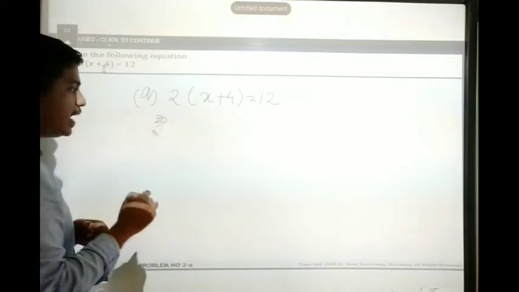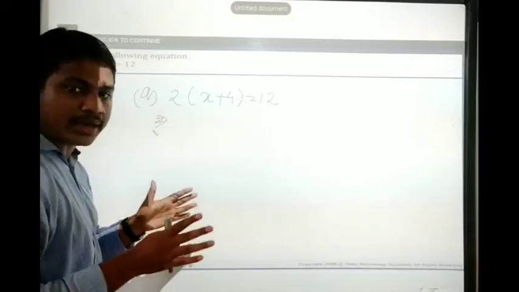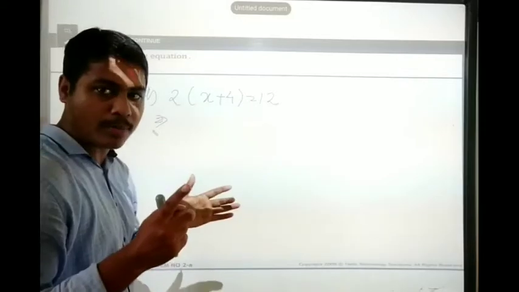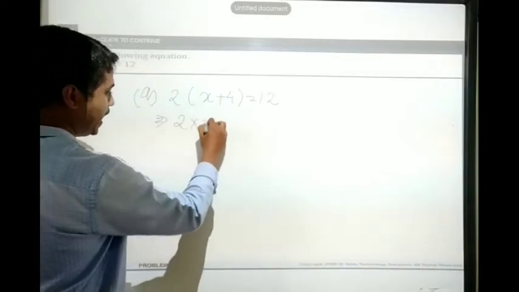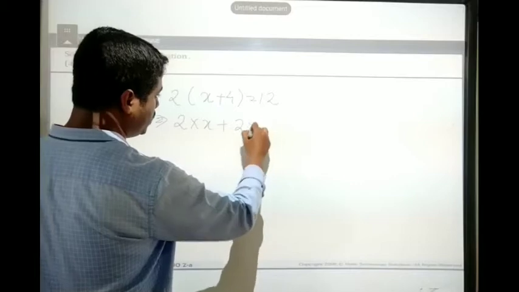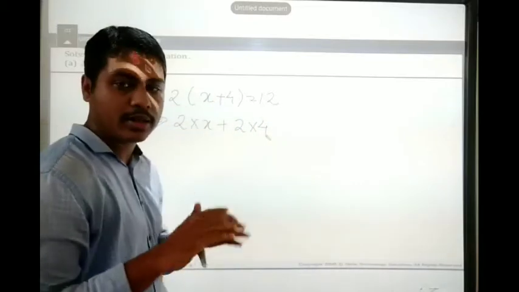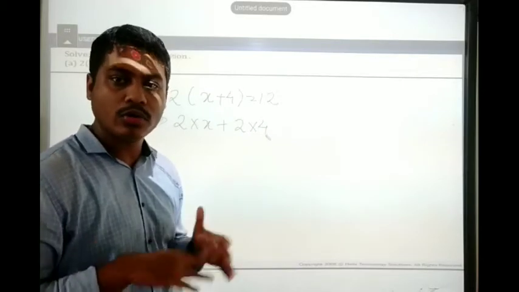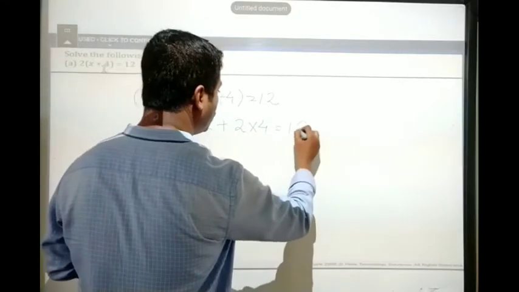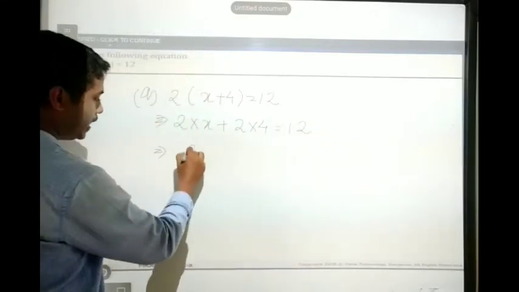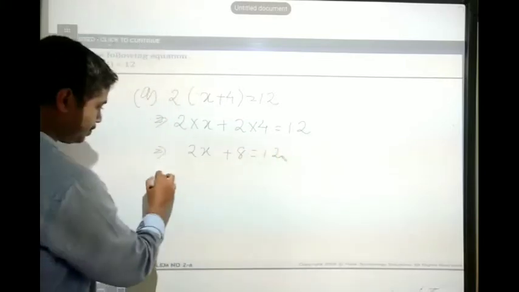First I multiply this 2 with the values that are written inside the bracket. We have to follow the BODMAS rule. First open the bracket: 2 into x plus 2 into 4. This 2 is multiplied with x and also with 4, because multiplication follows the distributive law, equals 12. 2 into x is 2x, 2 into 4 is 8, so 2x plus 8 is equal to 12.